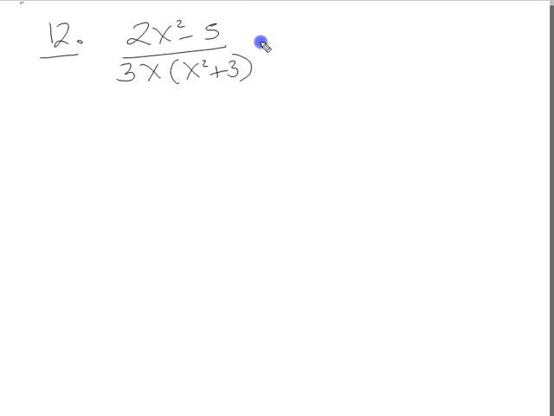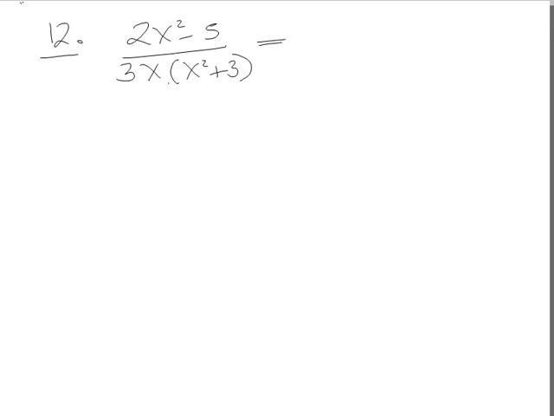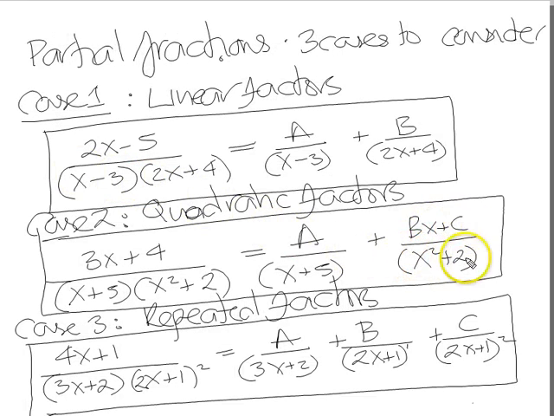Okay guys, let's have a look at 12 then. We've got 2x squared minus 5 on top over 3x times the x squared plus 3. This is a linear factor, isn't it? You could think of it, if you wished, as like 3x plus 4. It's a linear factor, okay? And then the other one is a quadratic, isn't it? So it's akin to writing something in this form, isn't it?